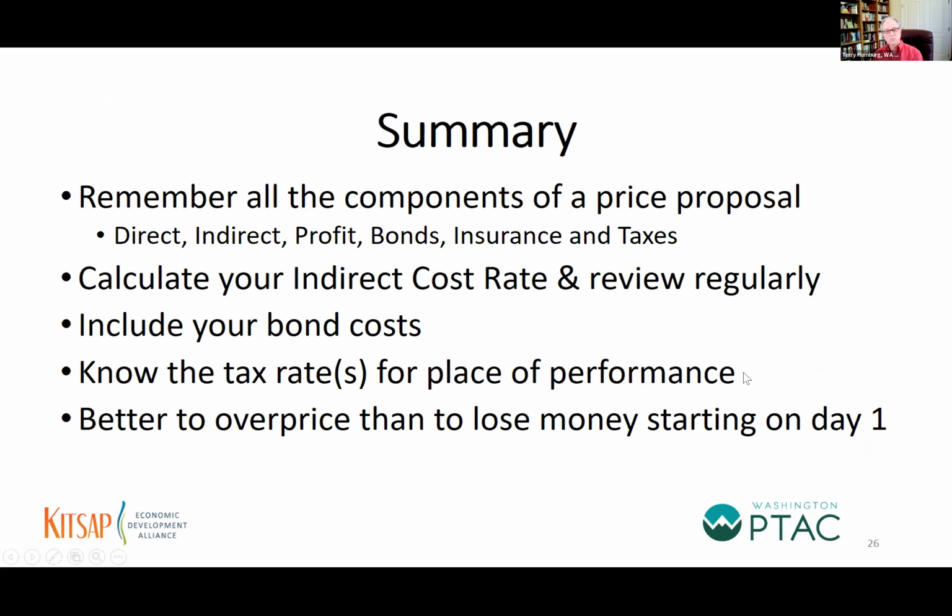Remember all the components of a price/cost proposal, which once again is direct, indirect, your profit, bonds and insurance that may be applicable, and taxes. Include them all in your cost proposal. Calculate your indirect cost rate and review that regularly, because that is an area that you have control over. If you can reduce your indirect rate, that makes you more competitive. Include your bond costs. Know your tax rates for the place of performance. And it's better to overprice than to start losing money on day one performing a contract.